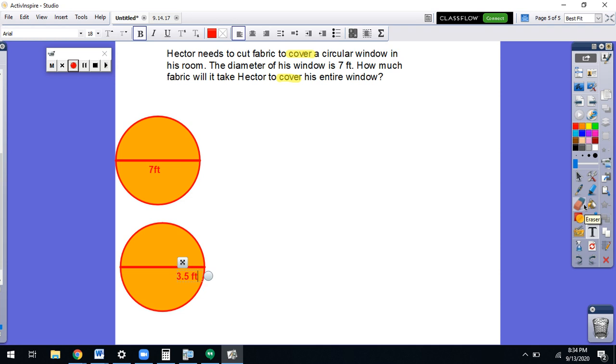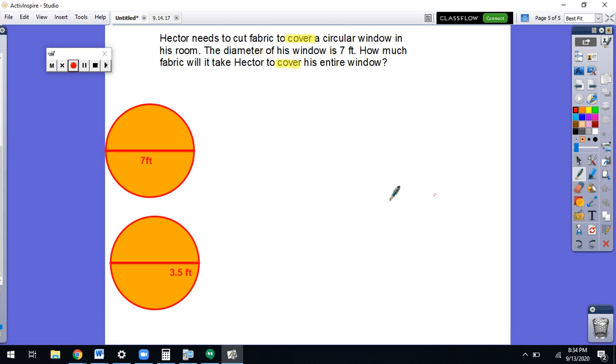Now, first step I know to get area, to cover that whole window with all the squares, I need to make a radius square. So I'm going to try to draw with the mouse. I'm going to come up to this other radius, which is also 3.5 feet. So I'll put my 3.5 there too. Then I make my radius square.